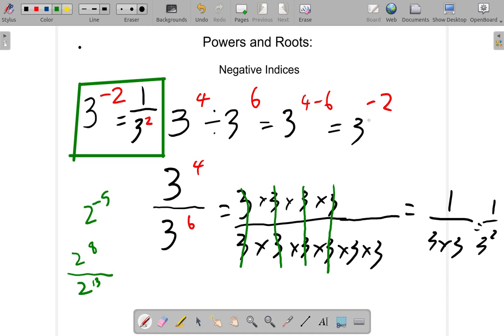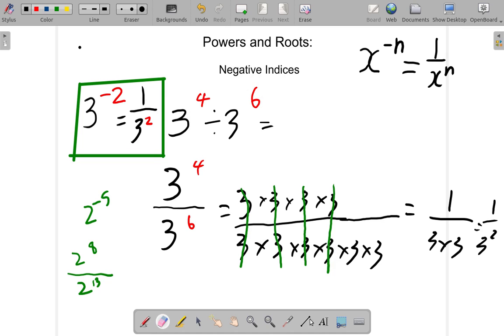Now, what you will have to conclude at some point is that generally x raised to the negative n is equal to 1 divided by x to the positive n, right? You have no choice but to conclude that that will always happen. n can be any number, x can be any number. So x to the power of negative n is equal to 1 over x to the power of n.